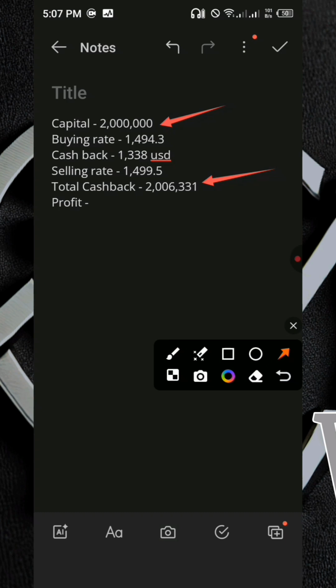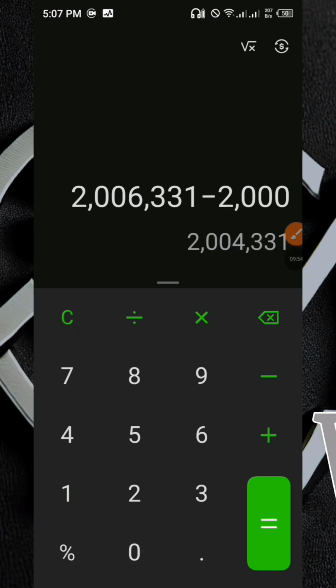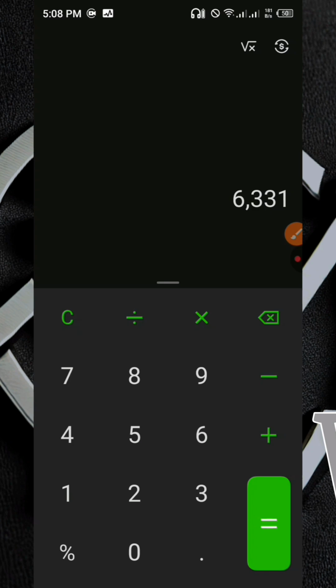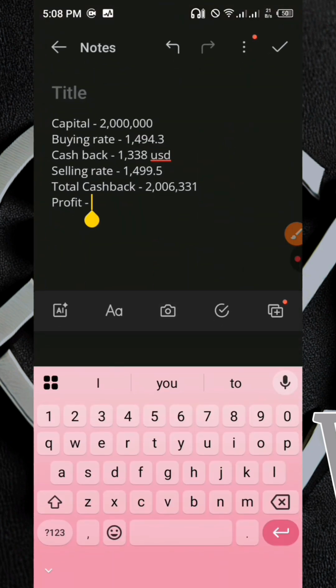So if we take that, as you can see, 2,006,331 minus 2 million naira, we are going to be getting a total of 6,331 naira per trade, and you can do this process on and on again. That is the advantage of arbitrage strategy, and you can see that this particular strategy tends not to be risky. Your money is not at risk.